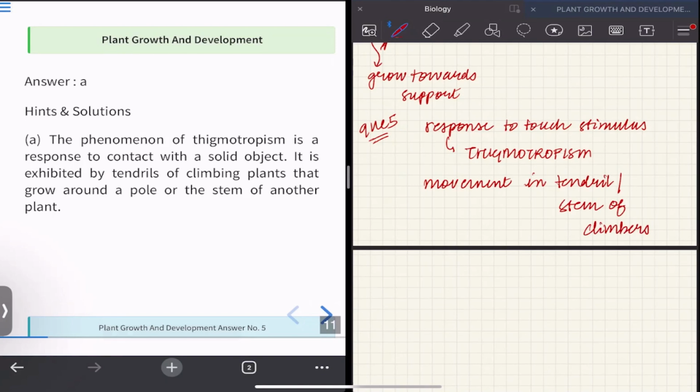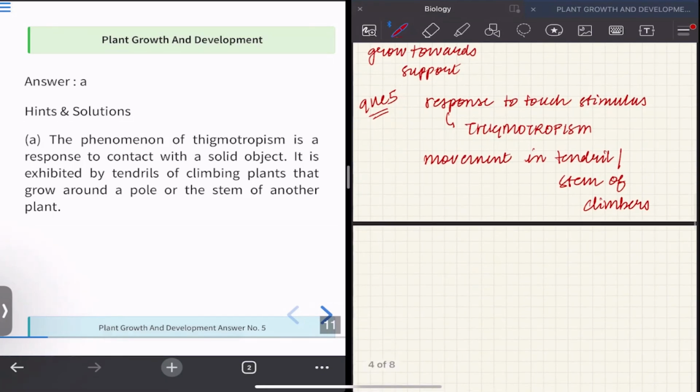The same statement we saw in the previous question, but that was a different thing that was being asked. So the phenomenon of thigmotropism is a response to contact with a solid object. It is exhibited by tendrils of climbing plants that grow around a pole or a stem of another plant. You might have also seen grapevines growing around a support like this.